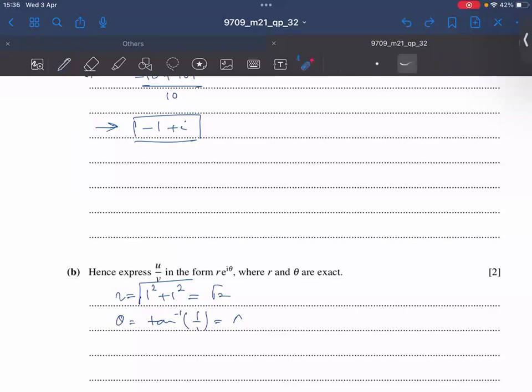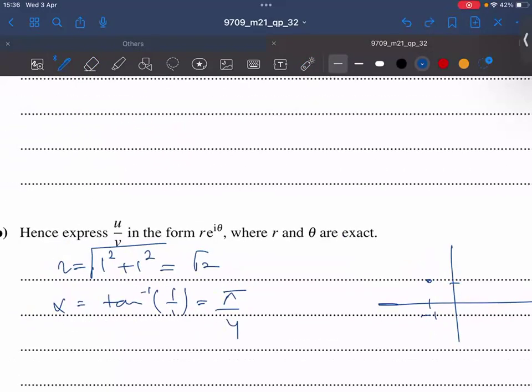R is basically the modulus. It's not resultant, it's the modulus. And theta is the argument. But before calculating theta, we'll be calculating alpha, which is pi by 4. Now on the Argand diagram, we know where this complex number u over v is going to lie. It's going to lie somewhere over here, in the second quadrant.